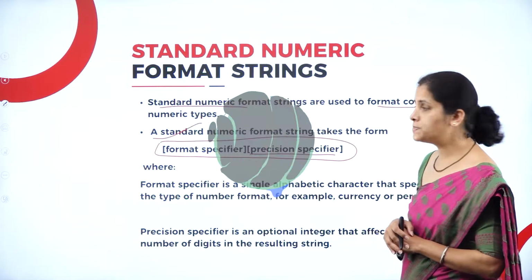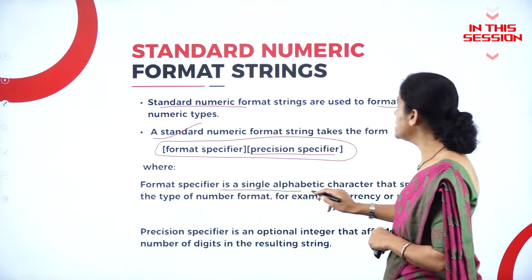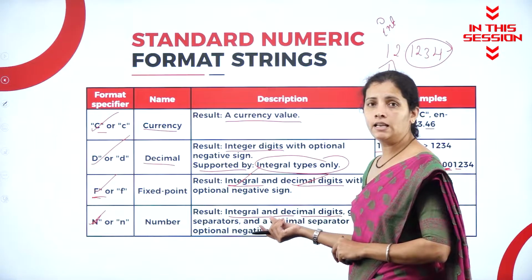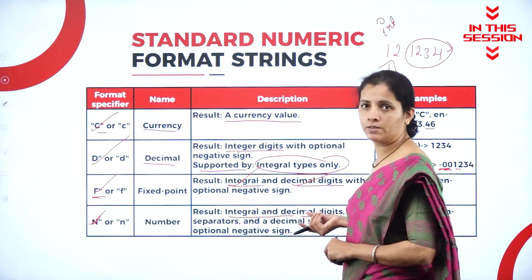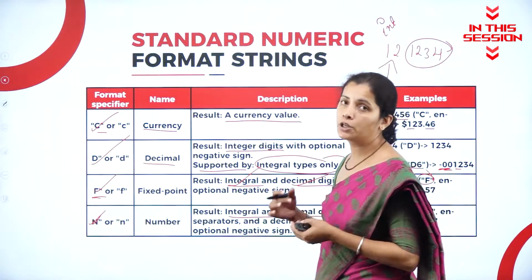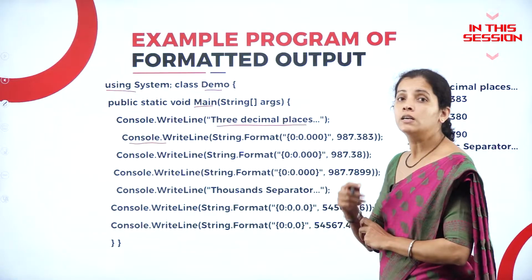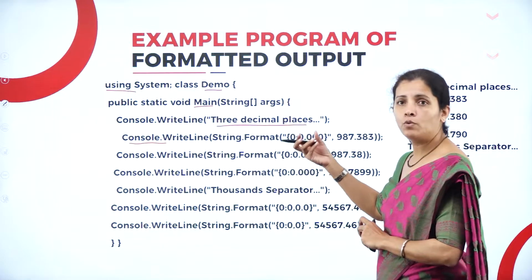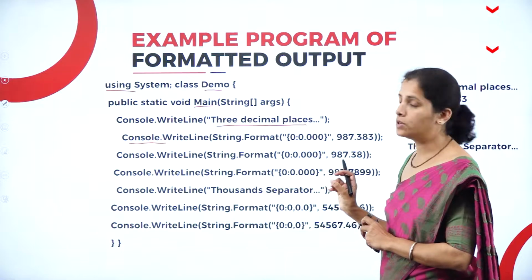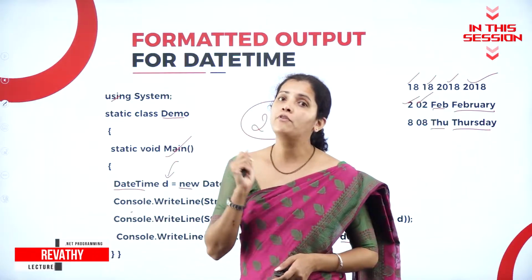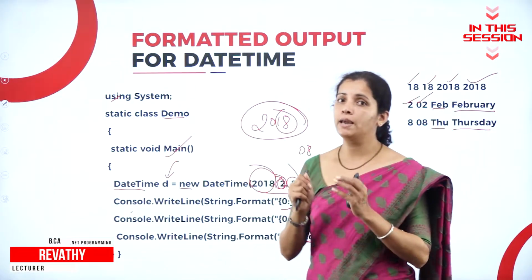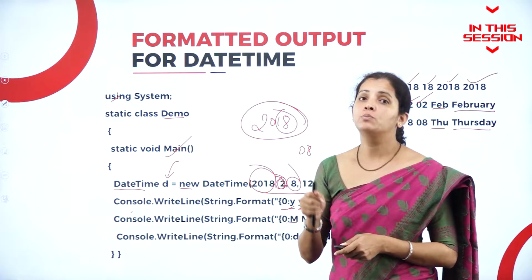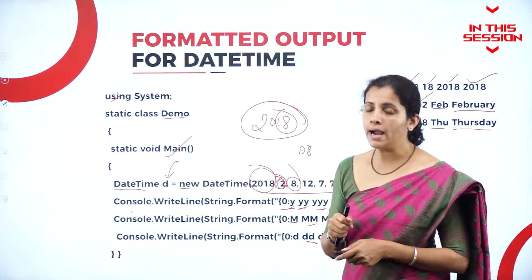What is a format specifier? It is a single alphabet character. It is an integral and decimal digit with the negative sign. I'm going to display the output on the screen and I'm going to format the output. By using all the format specifiers, I am able to arrange my output according to my need and according to my wish.